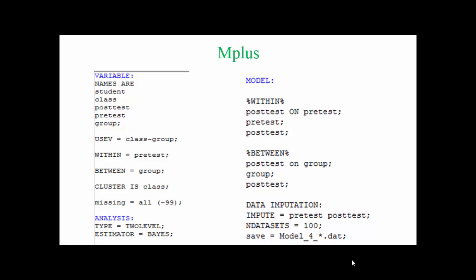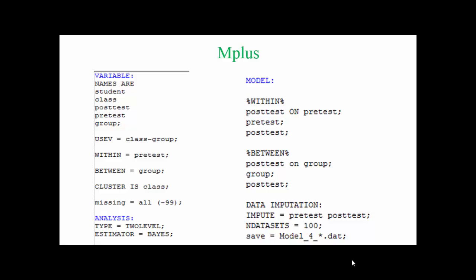What if the classes are in different schools, so it's a three-level? Ah, great question. What if the classes are then nested within schools? So you have a random sample of schools. Within those schools, you randomly sample the classrooms. And within each classroom, you have X number of students. That's a three-level model. So in Mplus, there's a command called type equals three-level, which can handle it that way.